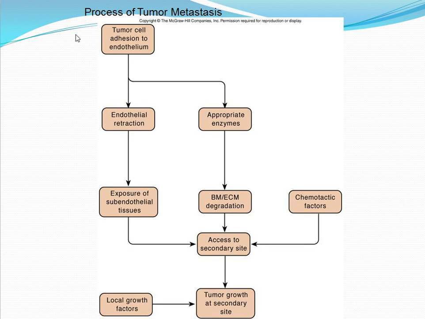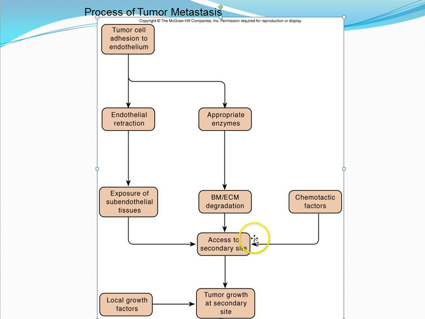The tumor cell will adhere to the endothelium, causing the endothelium to retract. This will expose subendothelial tissues, leading to access into the secondary site for secondary tumor growth. As a tumor cell adheres to the endothelium, it can produce enzymes which degrade the basement membrane and extracellular matrix, again allowing access to the secondary site. Different chemotactic factors can lure them to the secondary site, and local growth factors can also allow for secondary tumor growth.